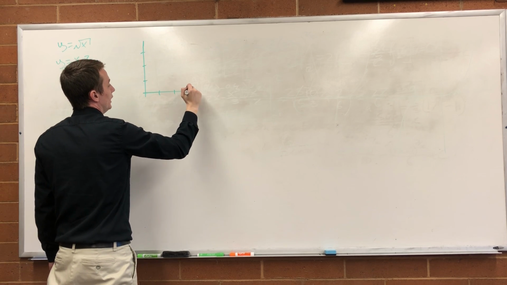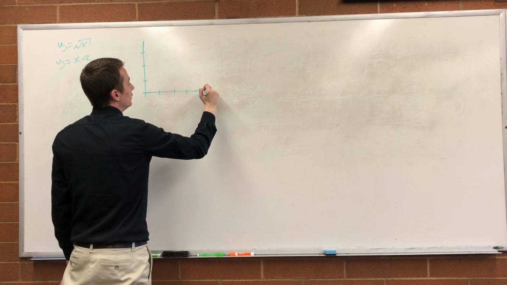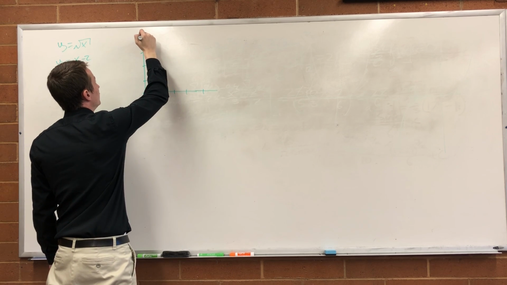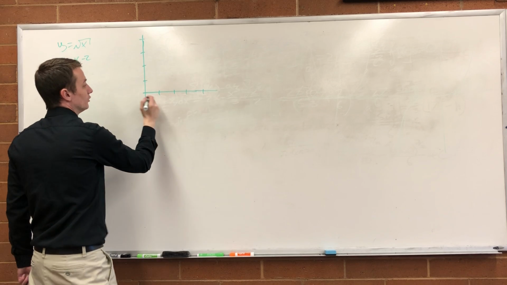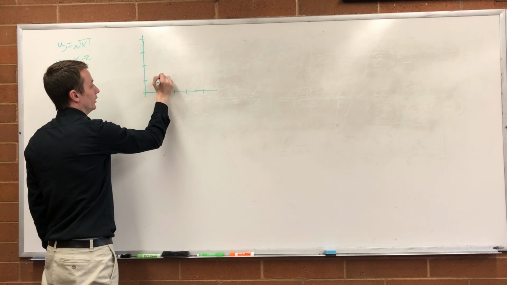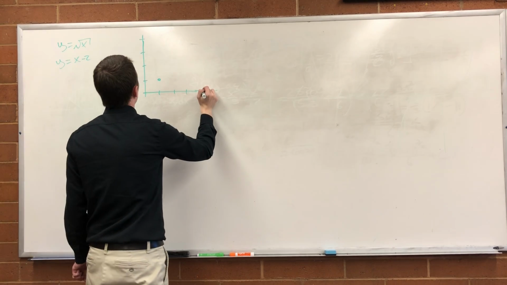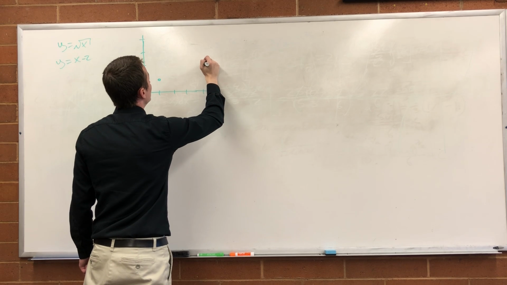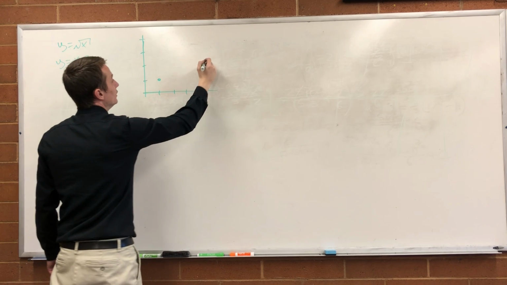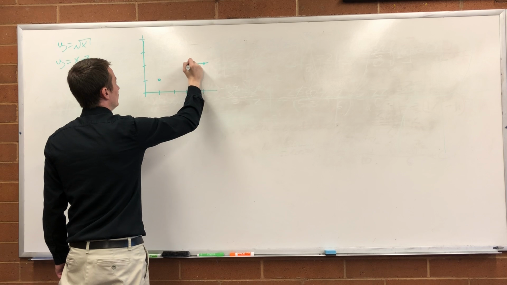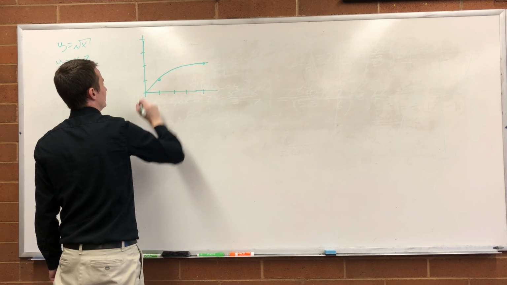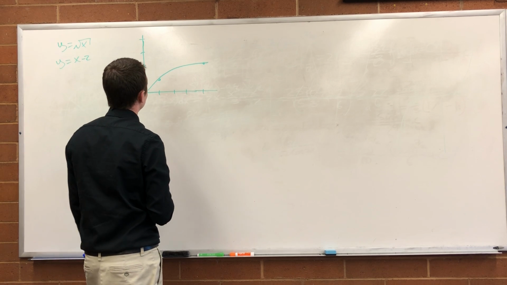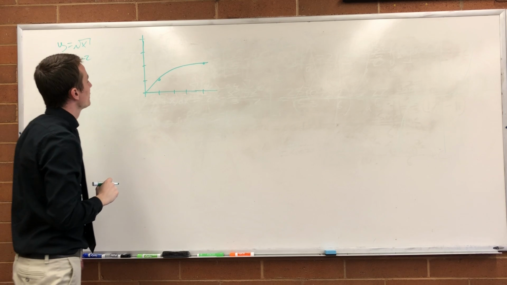Try and draw a slightly better picture this time. Let's go all the way to 4. Okay, so I'll start by drawing my square root. Square root of 1 is 1. Square root of 4 is 2. So our square root function was rough, still terrible.